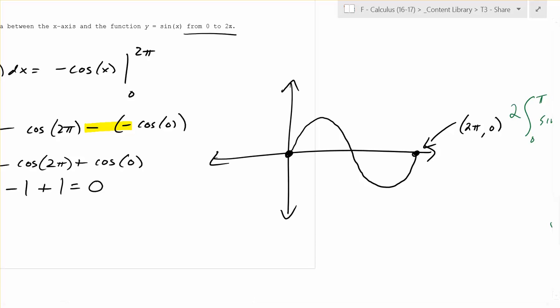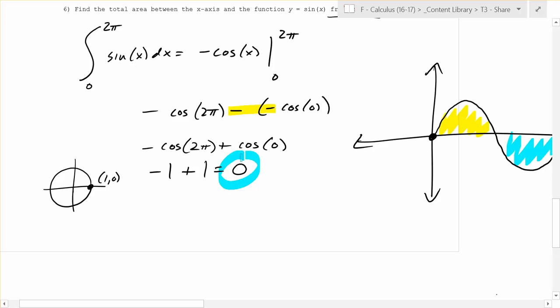What do you notice here? How does this area compare to this area? Well, they're the same size, right? But one of them is negative, right? So when you add them together, what do you get? 0. Should you get 0? Yes. You should get 0.